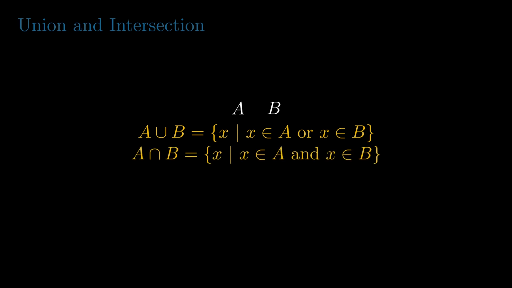Let's take two sets A and B. As shown, their union can be described as the set of all the elements belonging to A or B, while the intersection between them can be depicted as the set of all the elements in A and B.